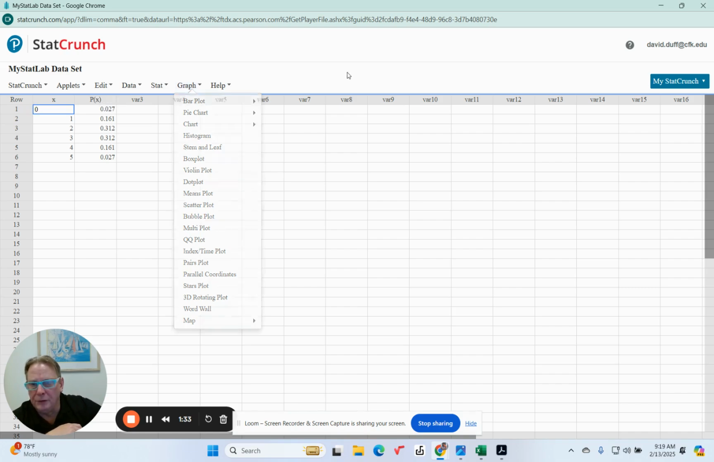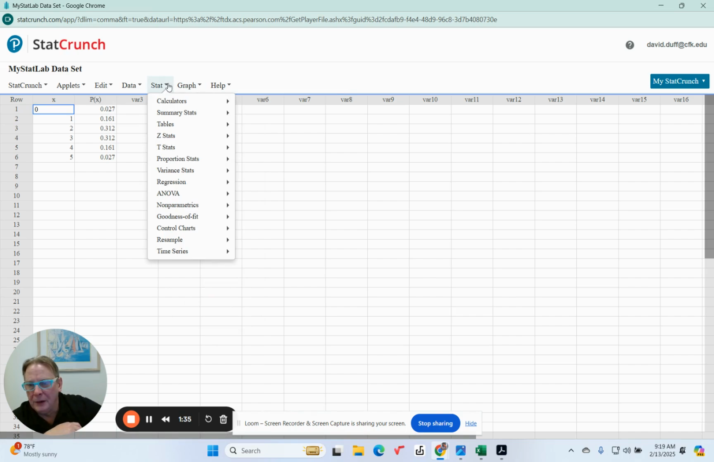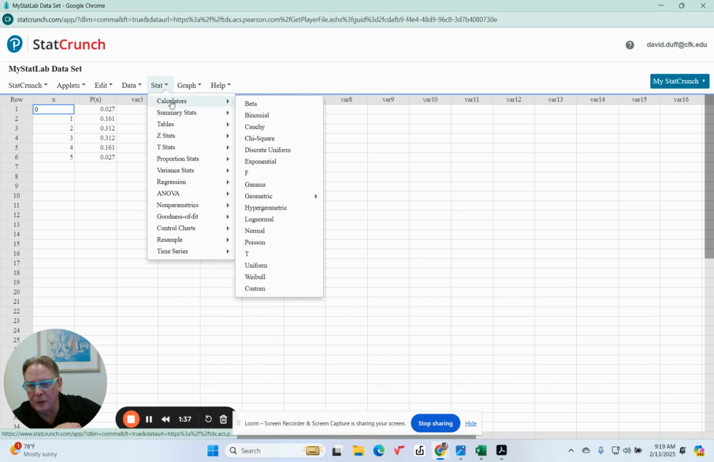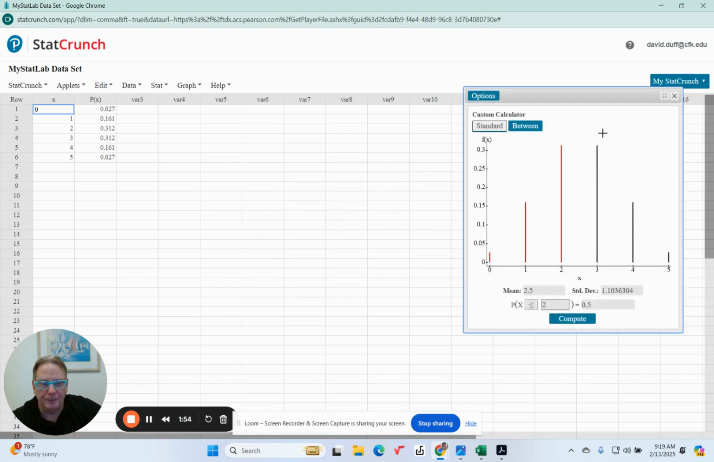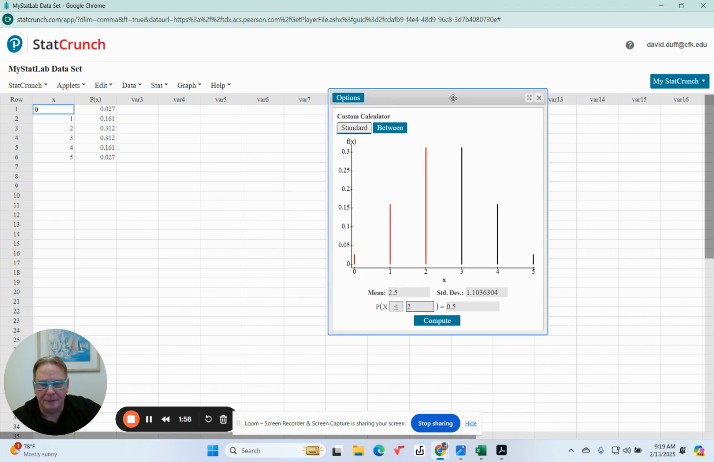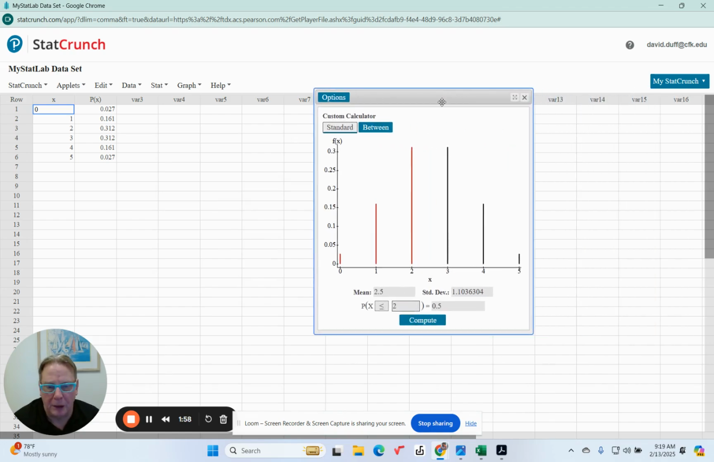So what we're going to do is go to Stat, and then Calculators. And then we're going to go all the way to the bottom to Custom. And then our values are coming from the X variable, and our weights or probabilities are coming from the P of X. And then we hit compute. And that's it. That's all you have to do to solve this problem.